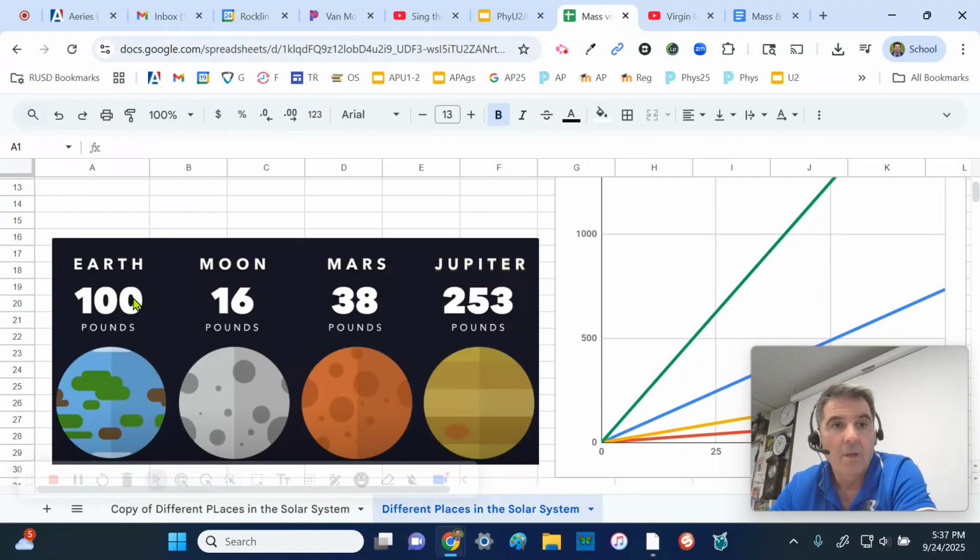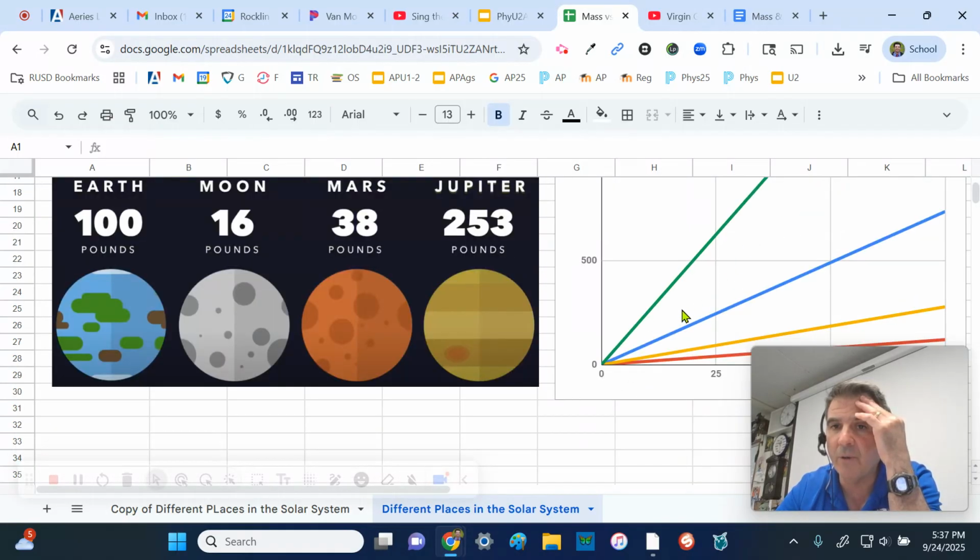Okay, so this is comparing 100 pounds on the moon, only 16 pounds. Remember I said it was like 10 to 1.6. On Mars, 100 pounds would only weigh 38 pounds. But on Jupiter, 100 pounds would weigh 253 pounds. And so you get these curves here where Earth is the blue one, and then the moon is the bottom one in red, and Mars is the orange one, and then Jupiter is the green one right there.